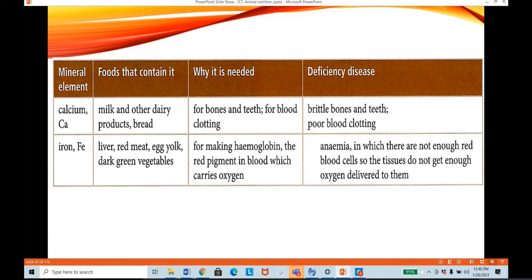Why is it needed? For making hemoglobin, the red pigment in blood which carries oxygen. Deficiency disease: anemia, in which there are not enough red blood cells, so the tissues do not get enough oxygen delivered to them. Perfect. Thank you so much. So these are the sources of calcium and iron, why we need them in the body, and what the deficiency diseases are. As I told you, the deficiency diseases of calcium will be similar to the deficiency diseases of vitamin D.